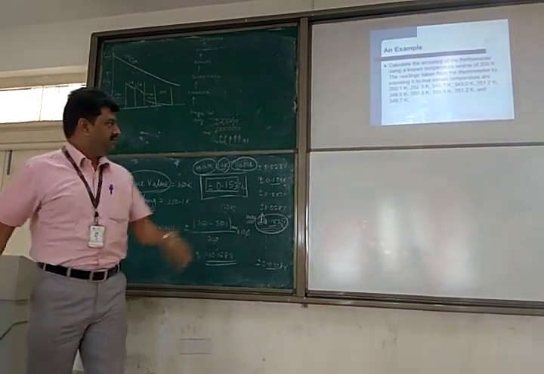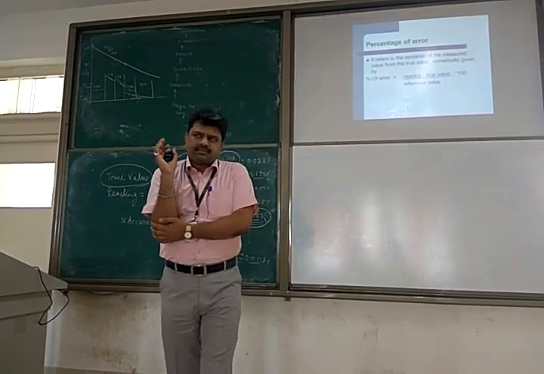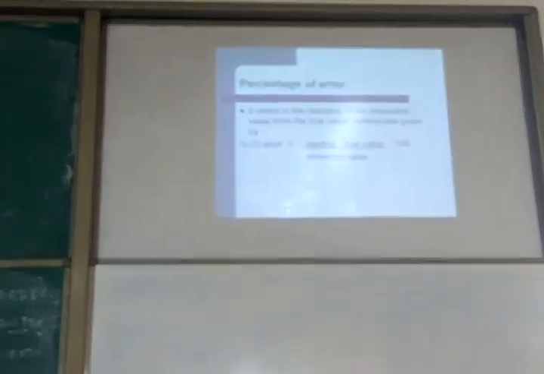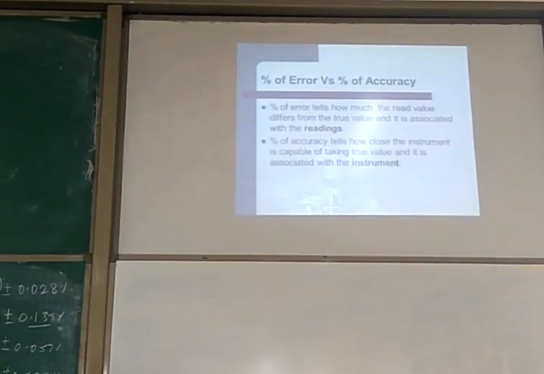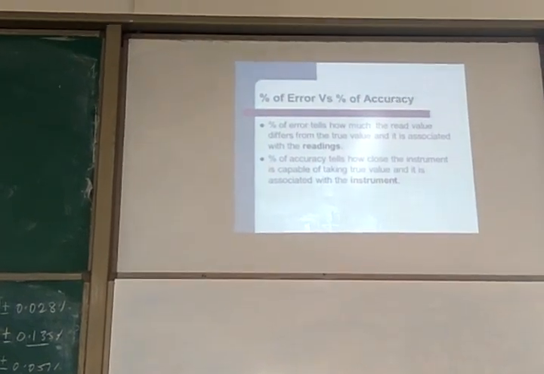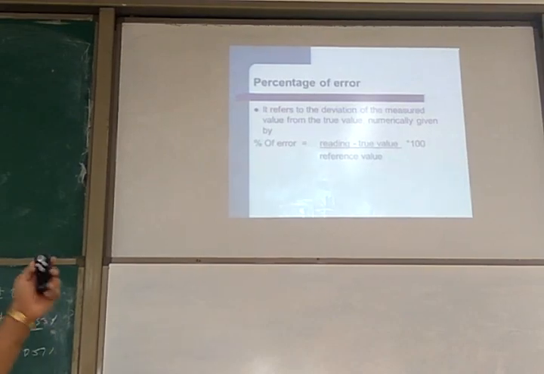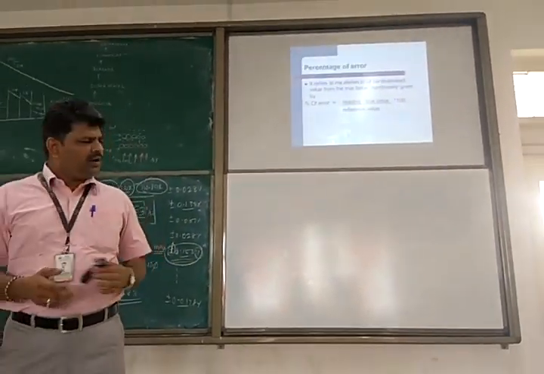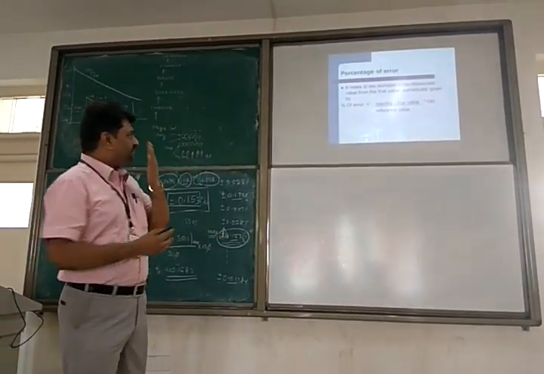Straight over. Now, percentage of error. A term very closely associated with accuracy is percentage of error. Often people get confused or use them interchangeably. You are not supposed to do that. The term percentage of error, if you look at the definition or the meaning, looks more or less like accuracy.